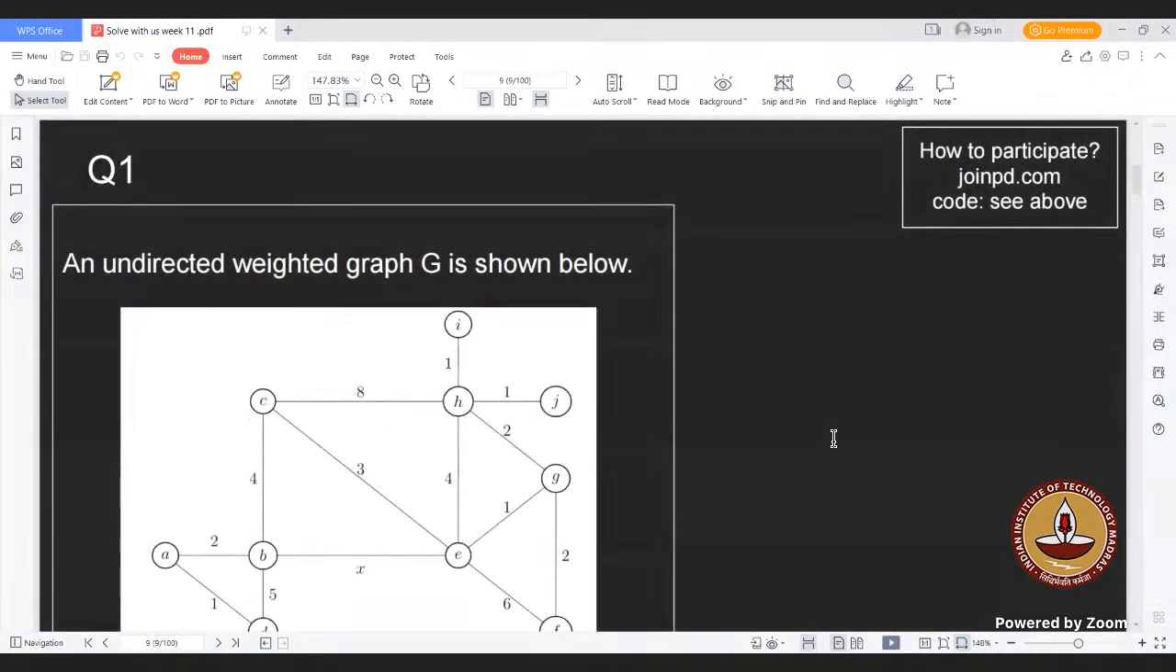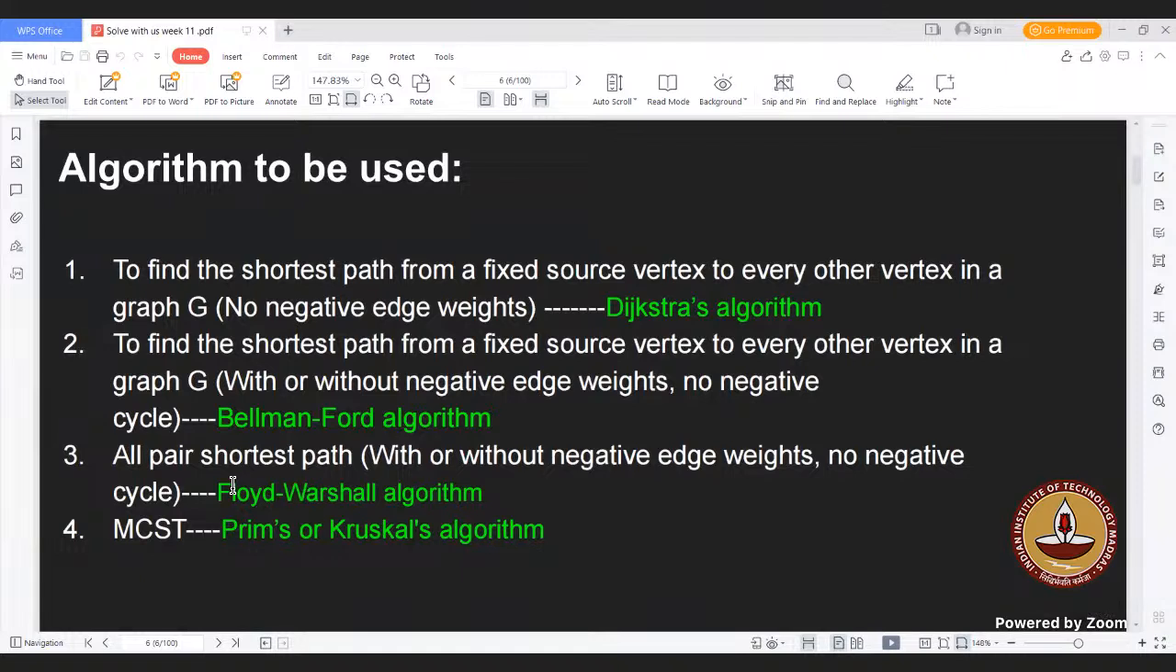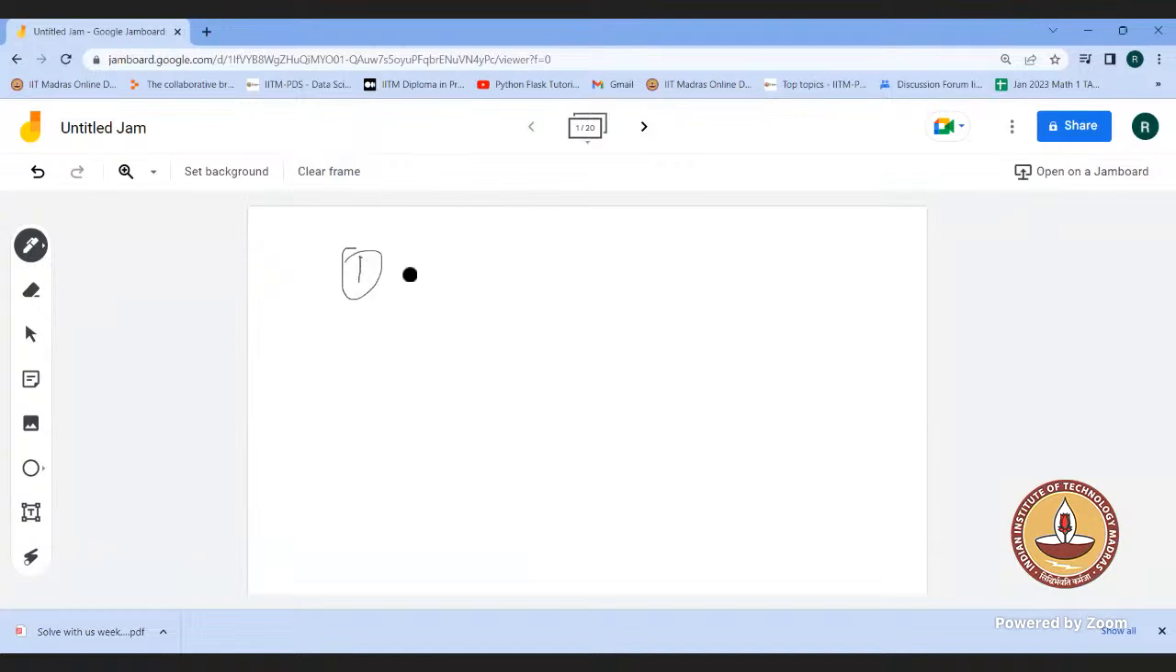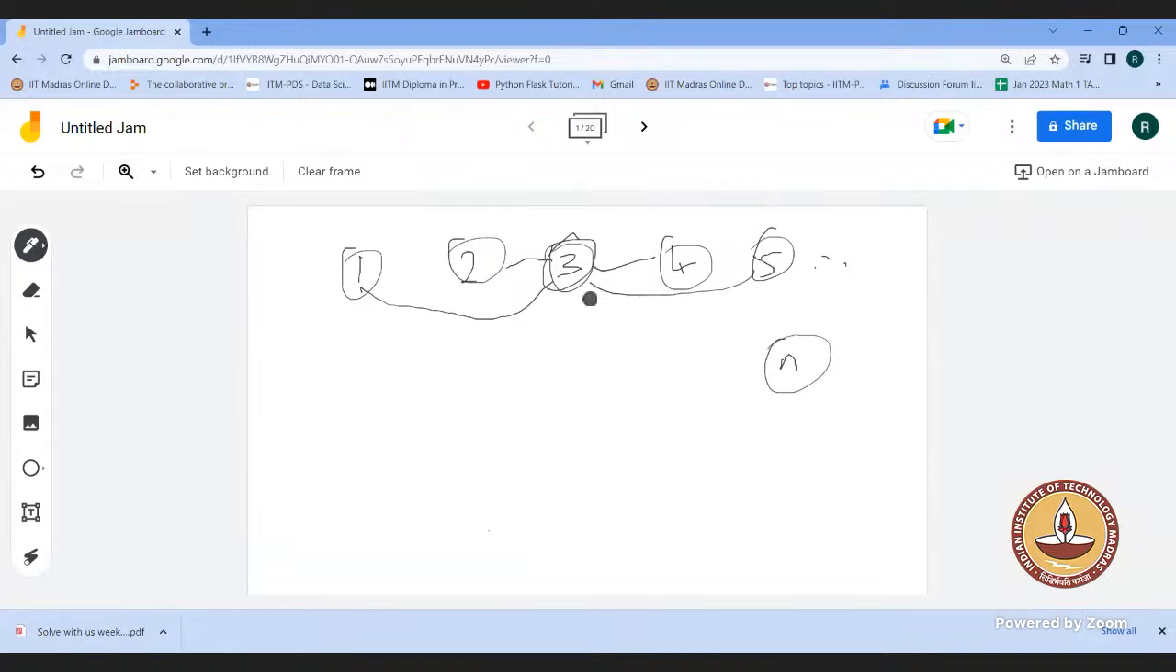We'll come to the next one. So the Floyd-Warshall algorithm, what it does... I'll just use the board again. Let's say there are n vertices. What Dijkstra and Bellman-Ford do is take one source vertex. Let's take 3 as the source vertex, which is the initial starting vertex. It will tell the minimum distance between 3 and 2, 3 and 1, 3 and 4, 3 and 5, up to 3 and n. This is what both Dijkstra and Bellman-Ford do.